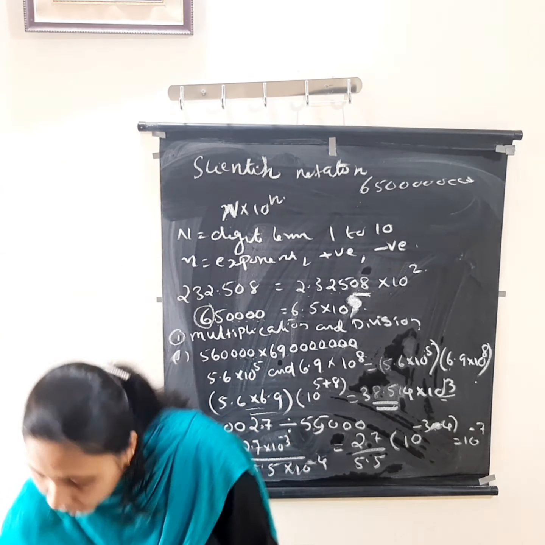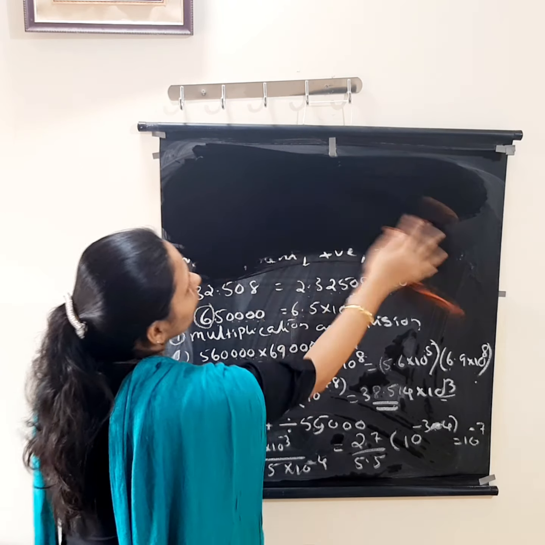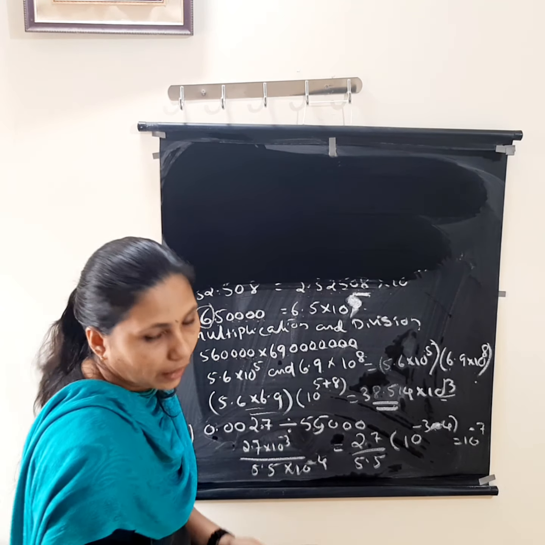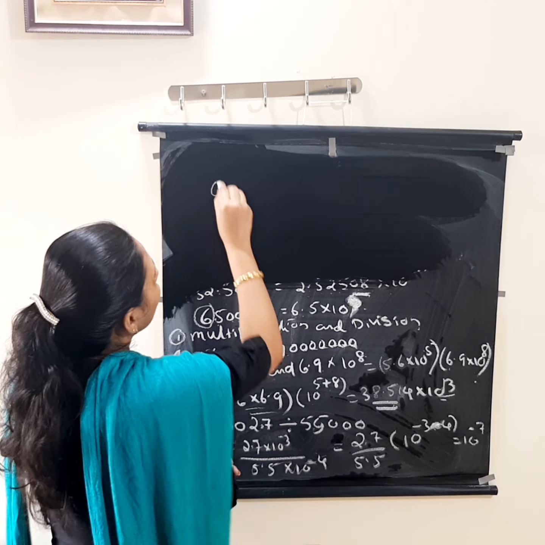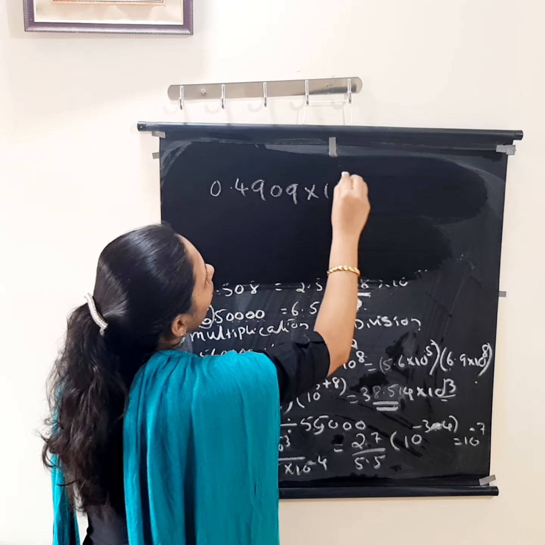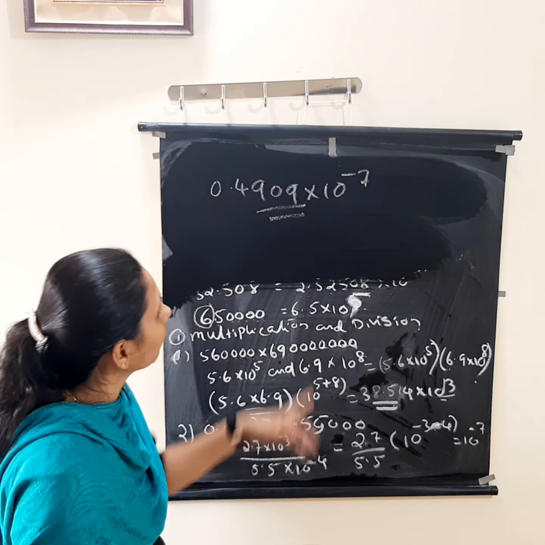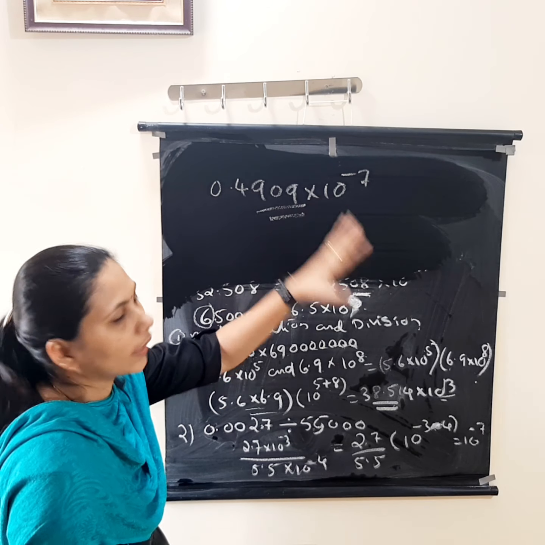And after calculation, the answer is found to be 0.4. You can do the calculation using a calculator and check the answer. Okay, the answer is 0.4909 into 10 raised to minus 7. After doing the calculations of this problem, we will get 0.490 into 10 raised to minus 7.